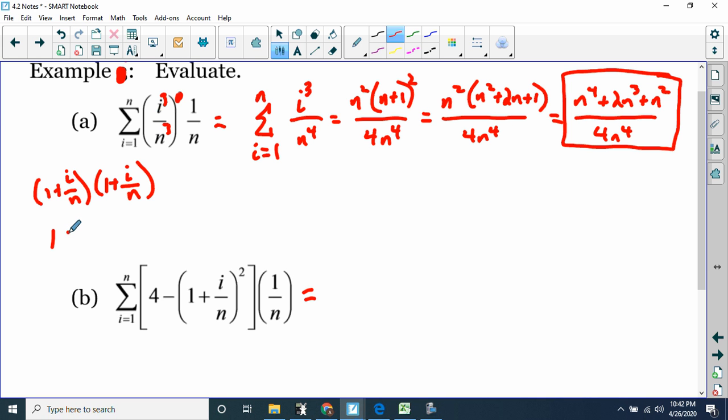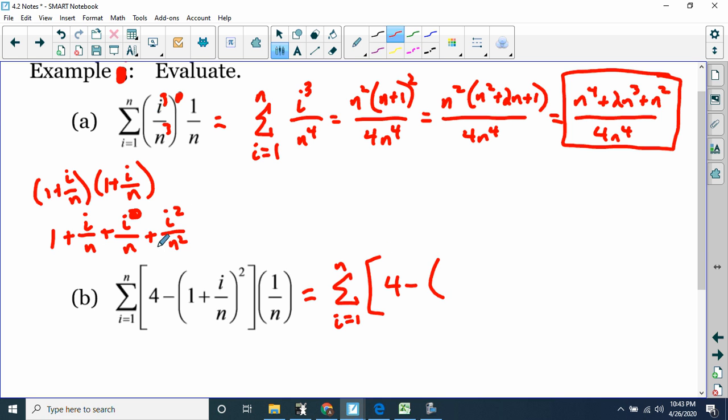So we've got 1 plus i over n plus i over n. Plus i squared over n squared is that last term. So if I combine these like terms, I've got 1 plus 2i over n plus i squared over n squared.